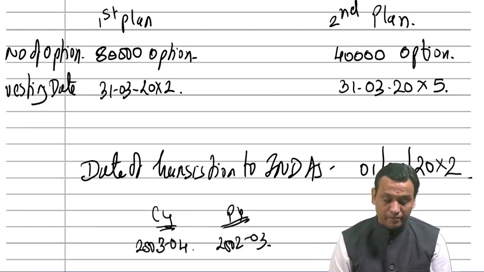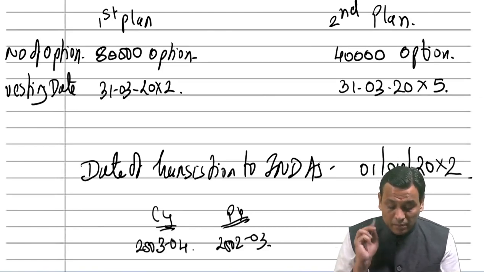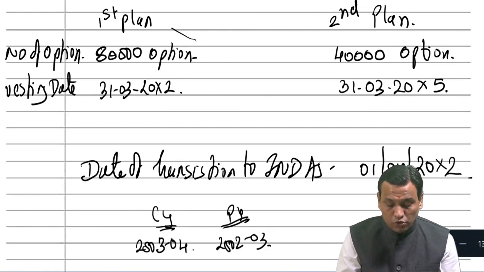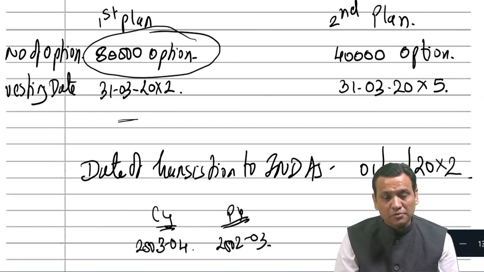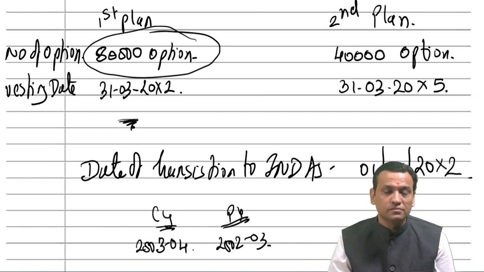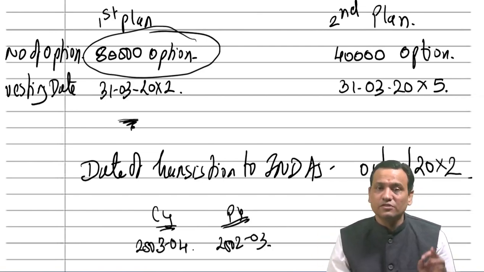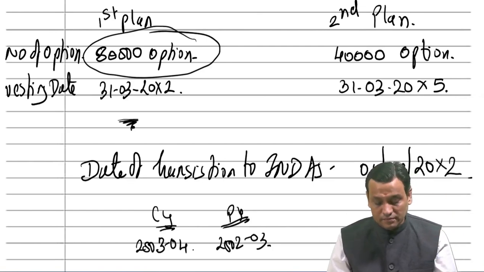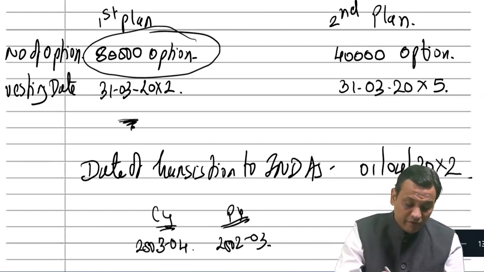So if you look properly, this Newgen Limited can adopt the exemption of not applying the principles of Ind AS 102 to these 80,000 options, because these 80,000 options are vested on 31st March 2002. But as far as these 40,000 options are concerned, you cannot adopt that exemption. For 40,000 options, the entity has to apply the principles of Ind AS 102.